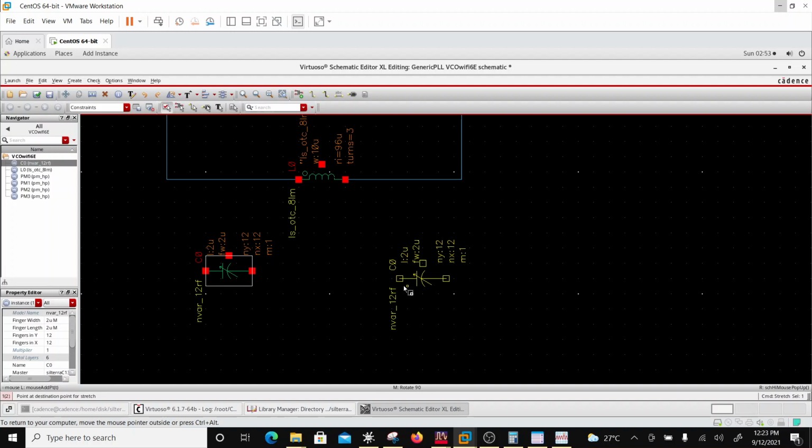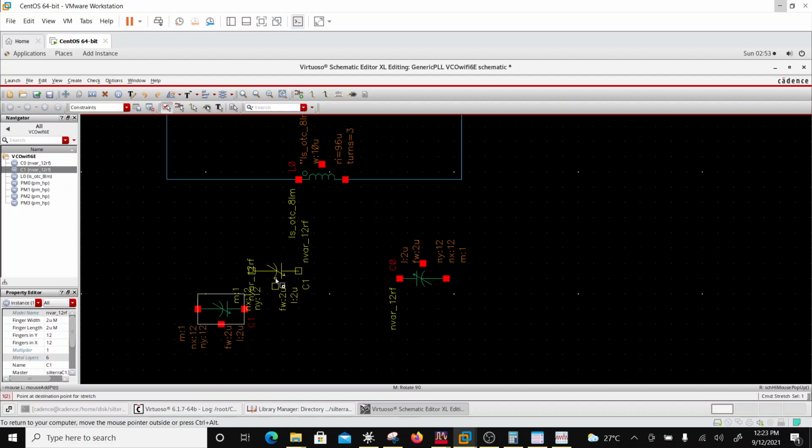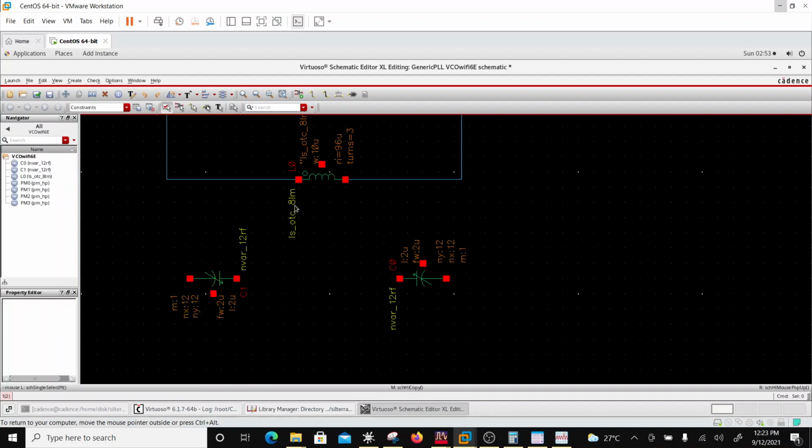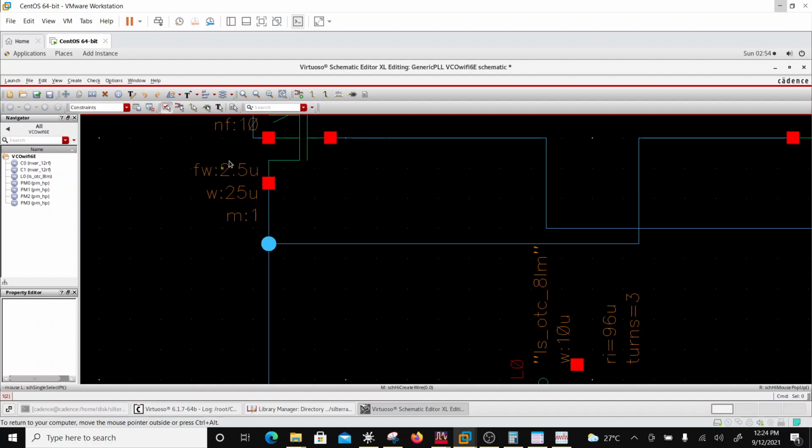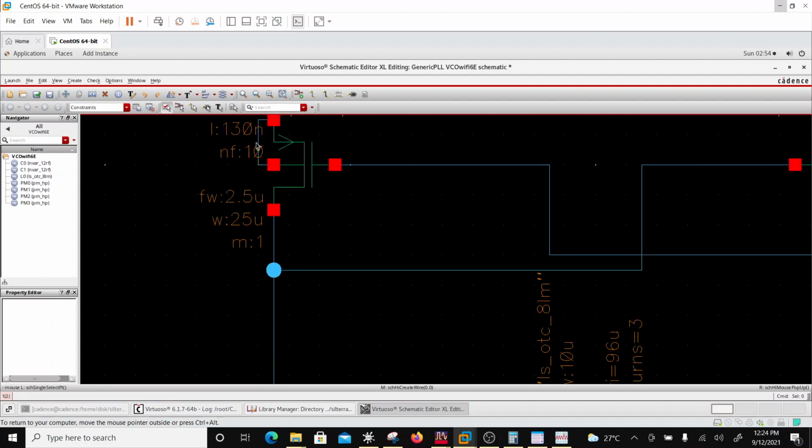So this one comes here like that, and I make a copy of this and rotate it again. And this one comes here like this, and we are basically creating the same tank circuit. And of course I like to see the symmetry.